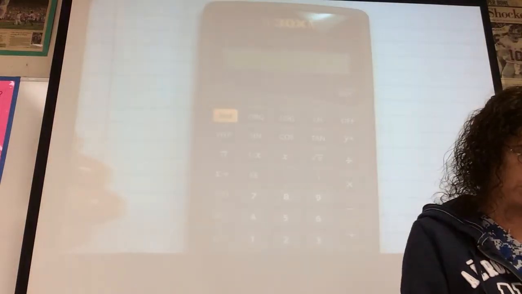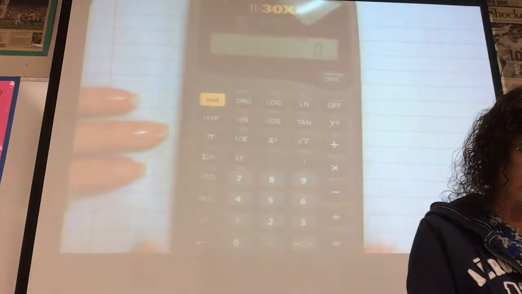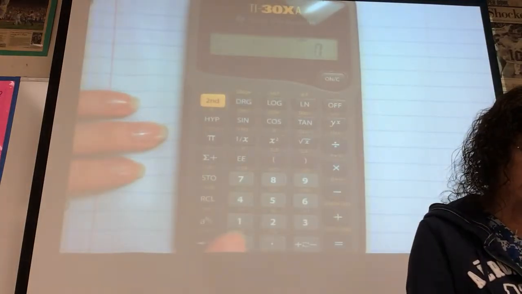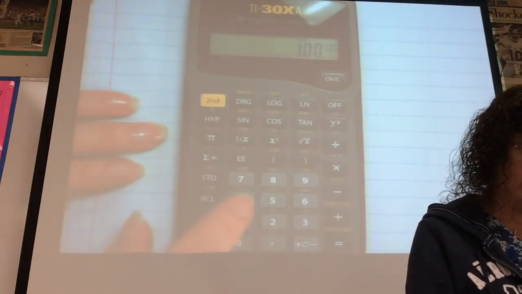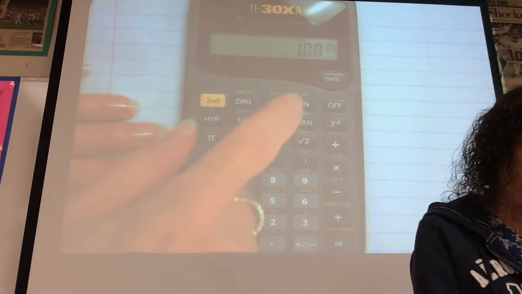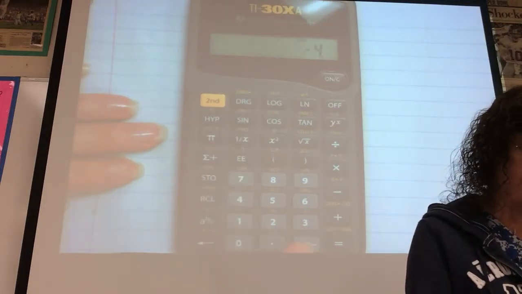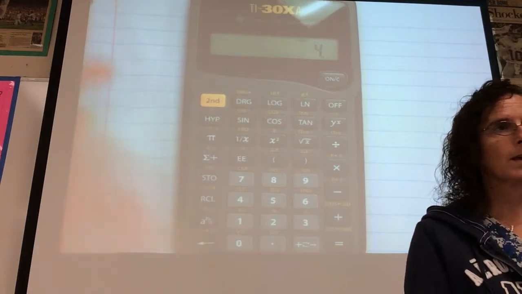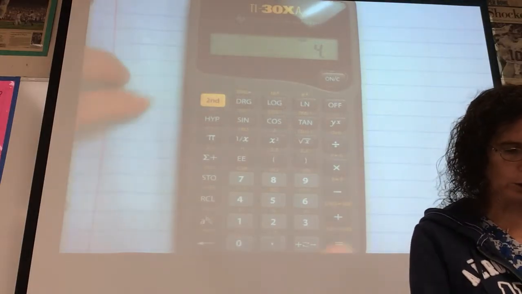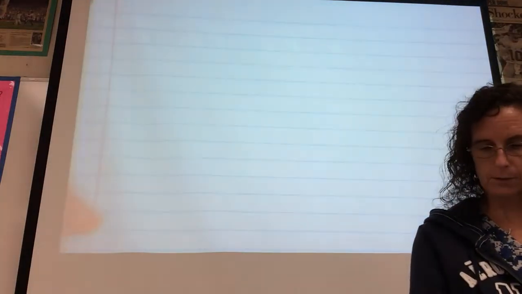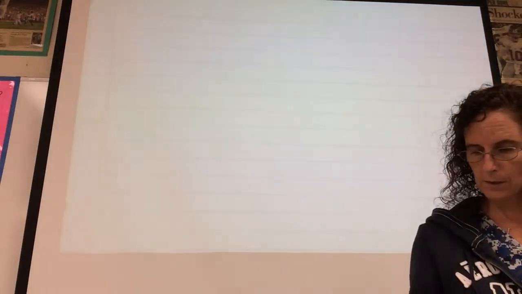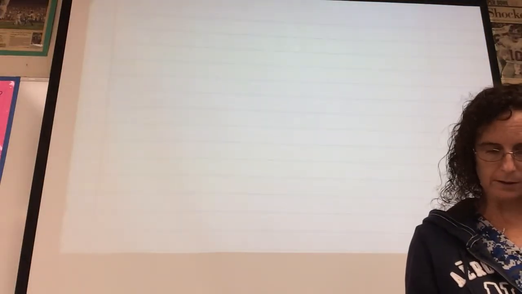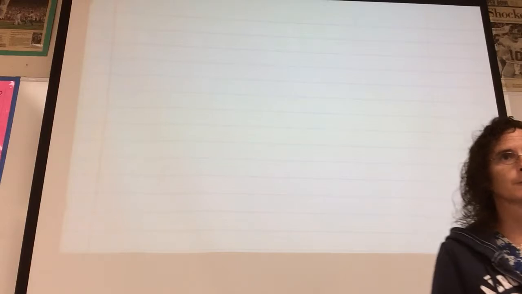With this calculator, you're going to put that concentration in, hit log, and then the plus minus button. So make sure you're comfortable with your calculator. That's very, very important because some of the kids weren't good with their calculator on the last quiz.